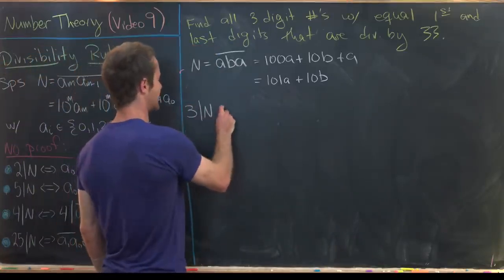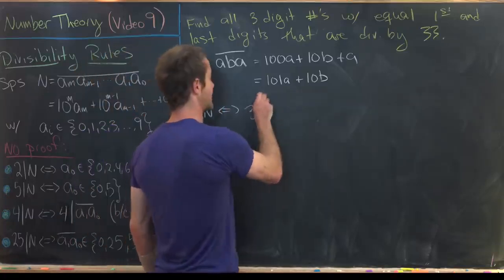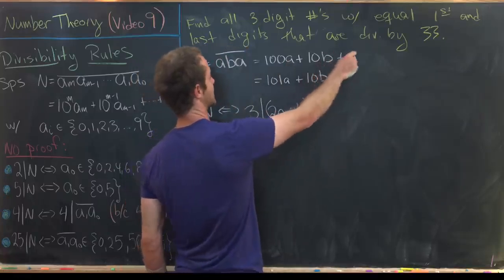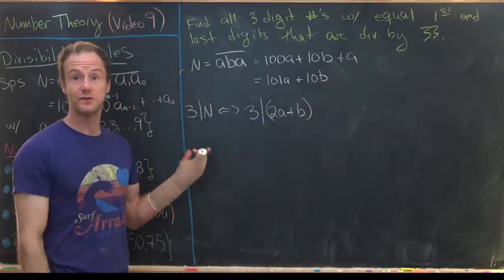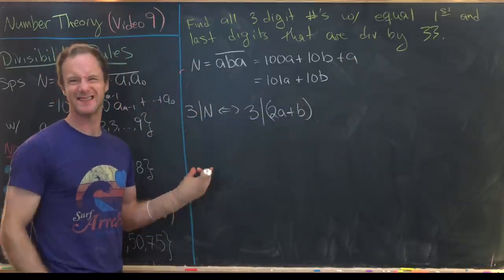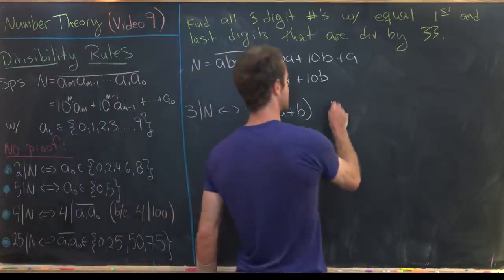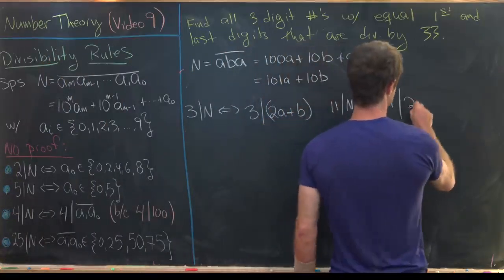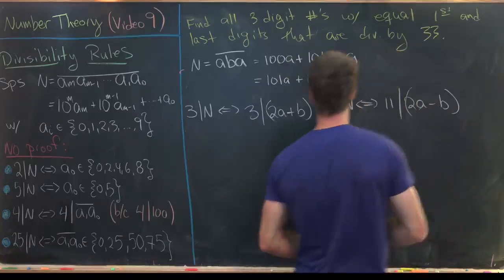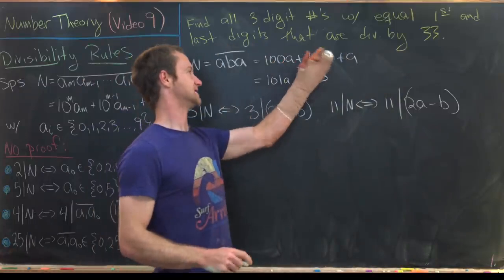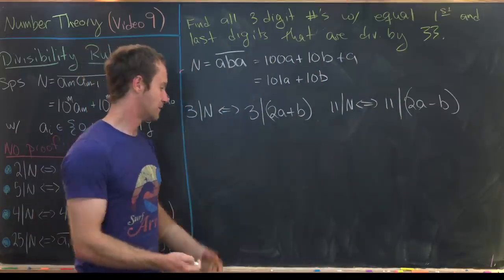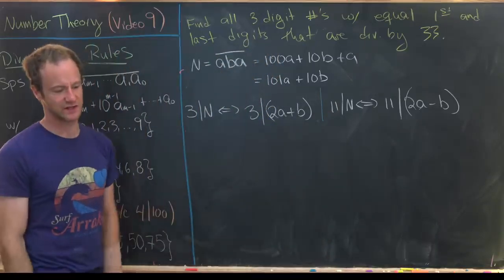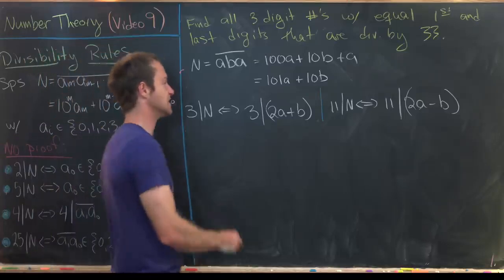So notice that 3 divides n if and only if 3 divides 2A plus B, because we've got A plus B plus A. Now let's do the divisibility rule for 11, which is the same kind of thing, but with an alternating sum. So we know 11 divides n if and only if 11 divides 2A minus B. Again, that's because we have A minus B plus A. But now let's take these divisibility conditions and turn them into equations so they're a little bit easier to work with.